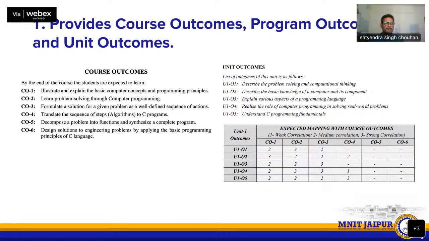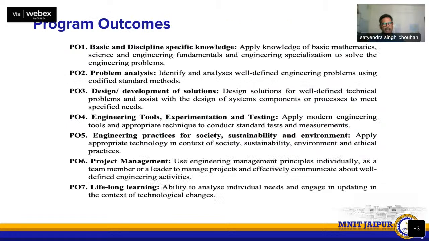So throughout the book we start with the program outcomes, unit outcomes, and the course outcome, and there is a mapping of each unit outcome to the course outcomes. And these are the program outcomes for the diploma courses.